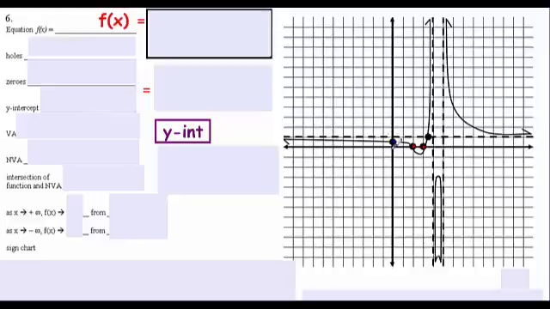So this one is between grid intersections, our y-intercept, and so is our intersection with the NVA. It's somewhere between 3 and 4. We don't know exactly where. This is somewhere between 0 and 1. We don't know exactly where.